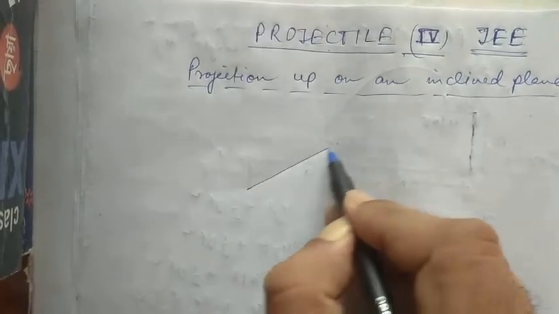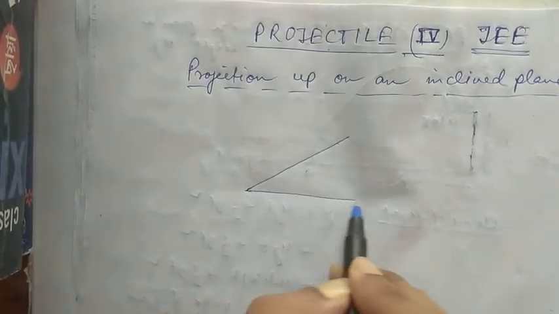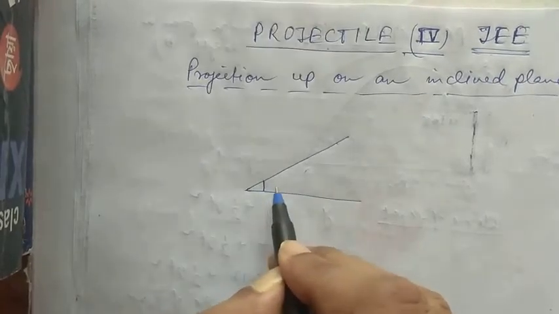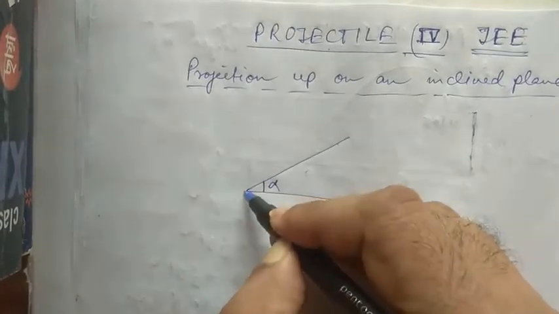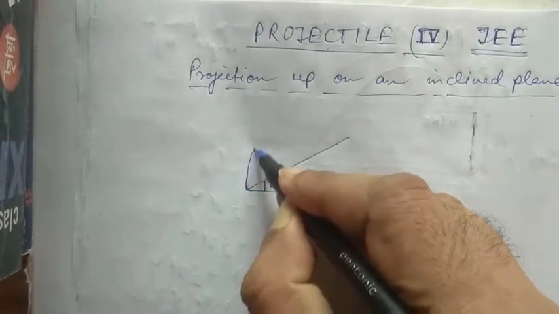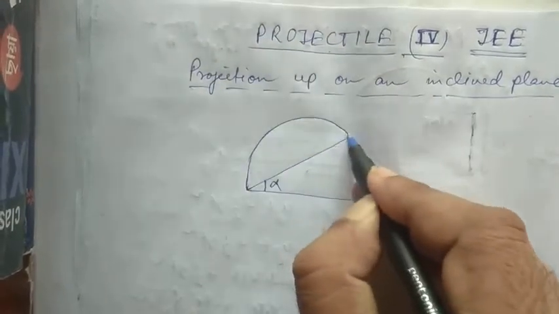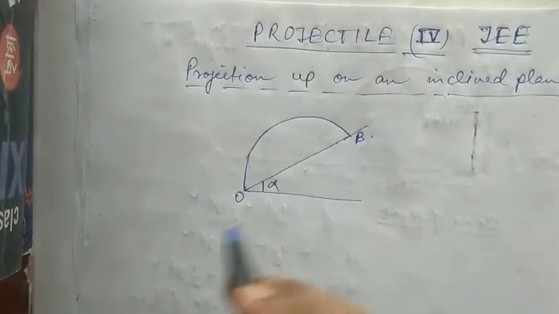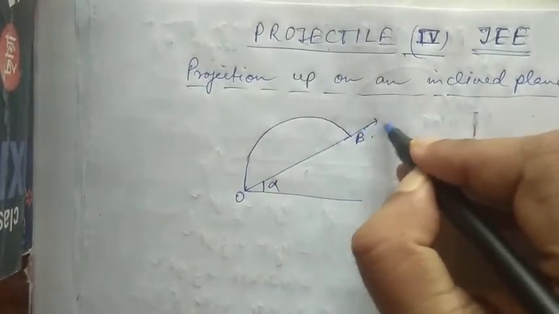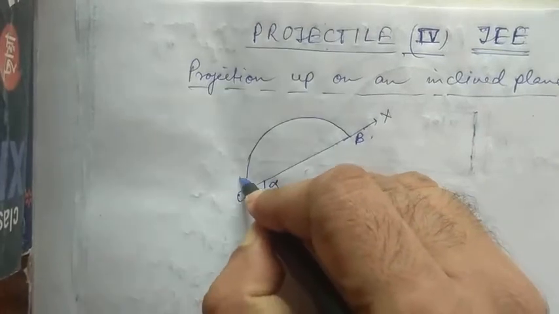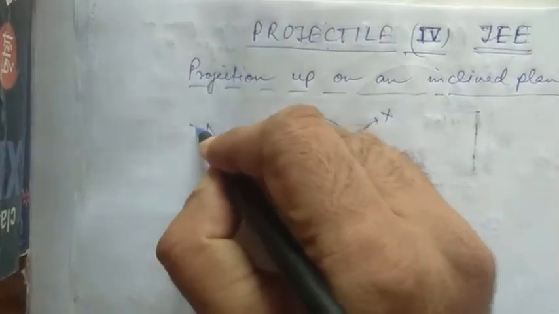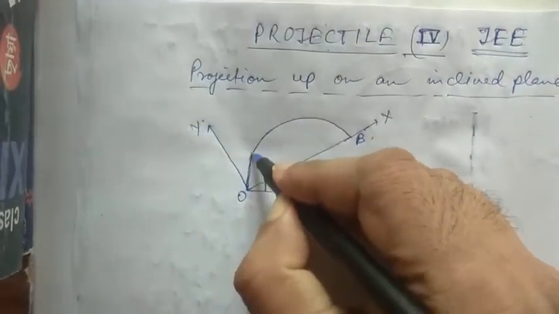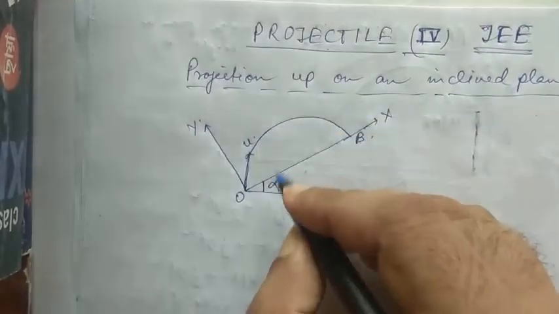This will be the diagram. This is an inclined plane at an angle of, suppose, alpha. Now we throw the projectile upwards on the inclined plane. It reaches from a point O to a point, suppose, B. Now we take this as the x-axis and this as the y-axis. Velocity of projection is u.